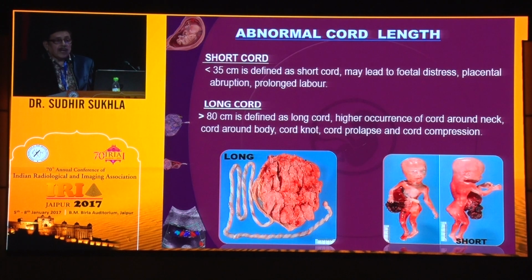Then abnormal cord length. If it is less than 35 centimeters, it is a short cord, and it is associated mainly with fetal distress, placental abruption, prolonged labor, and also with anomalies. A long cord is more than 70 to 80 centimeters, and when the cord is too long, it can coil around the neck, can prolapse, and can be compressed.